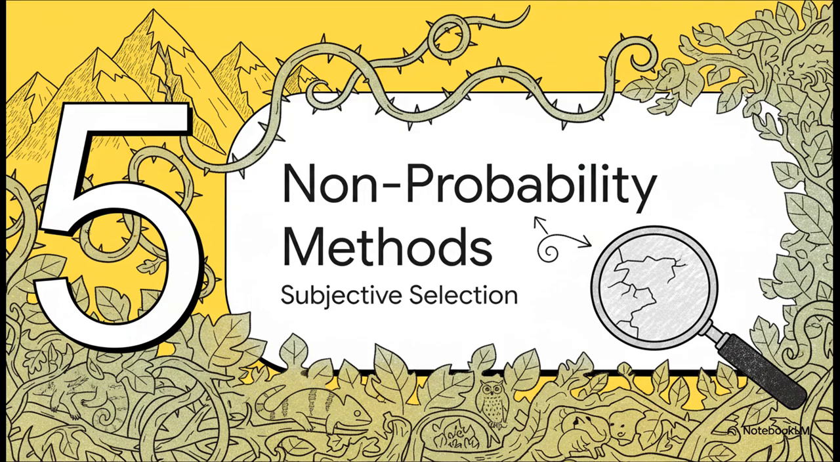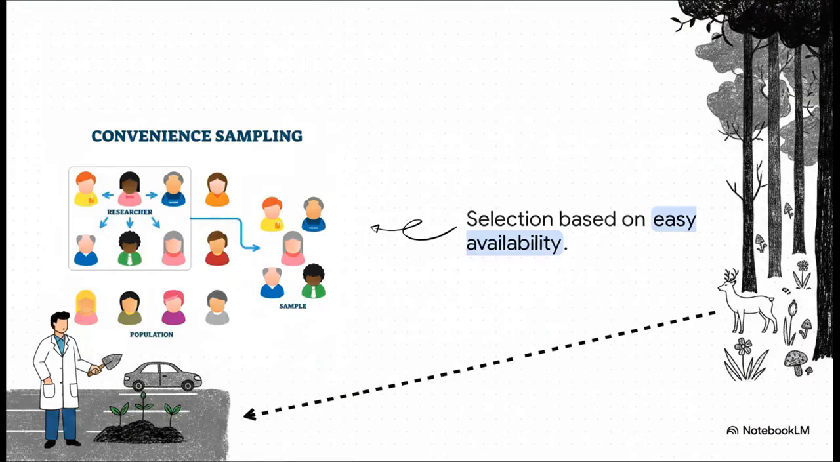But what happens when random selection just isn't practically possible? Welcome to Section 5, Non-Probability Sampling Methods. Sometimes a terrain is just too dangerous, or a species is entirely hidden. We have to shift to non-probability methods, but we have to do it with extreme caution.